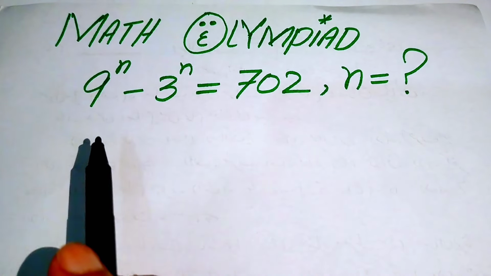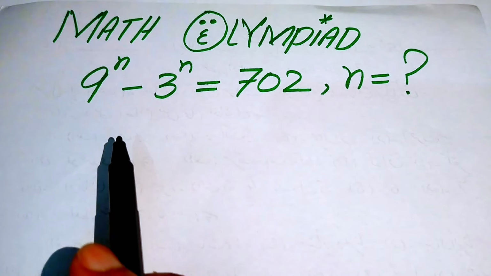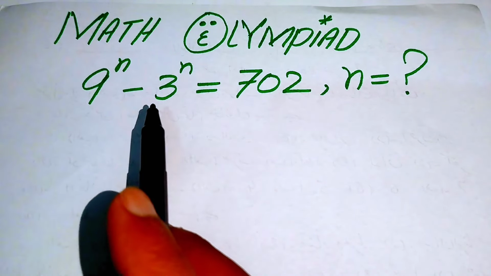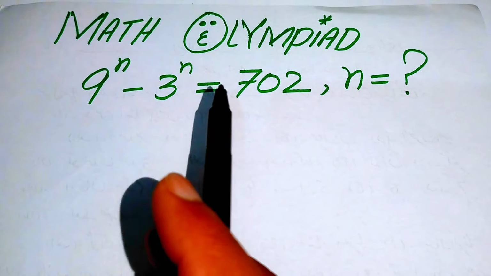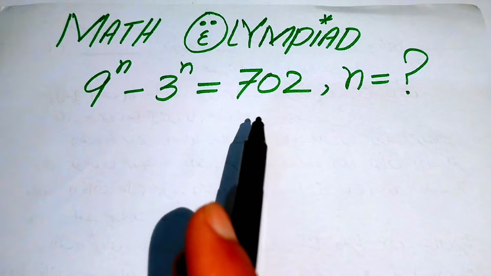In this video, we are going to solve this nice math Olympiad exponential equation problem. Here we have 9 to the power of n minus 3 to the power of n equals 702, and we find the values of n.